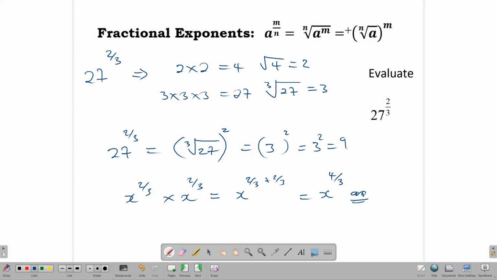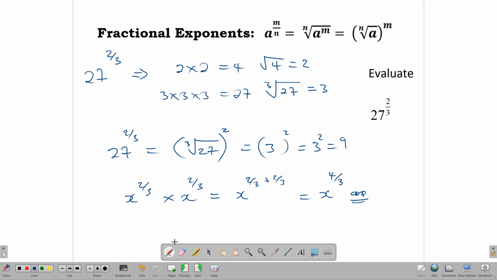So here, when we have a fractional power and the number is not 1, we still go ahead and find that nth root, whatever that number is, and once we find it, we raise it to the power that's in the numerator. So it's the nth root raised to the m power.